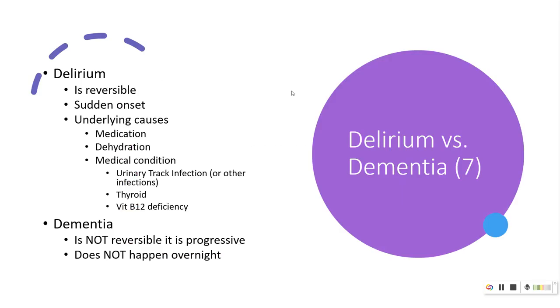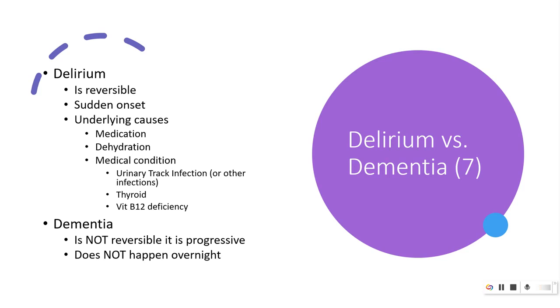Okay, so that's kind of the end of that review. Just wanted to touch a little bit on delirium. Delirium is reversible. It is usually caused by something else. So you don't just develop dementia overnight. Delirium has a sudden onset.